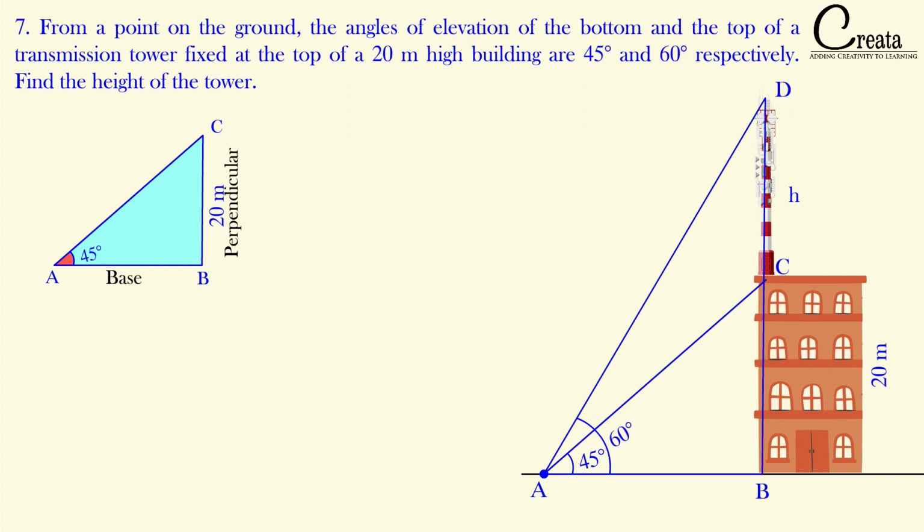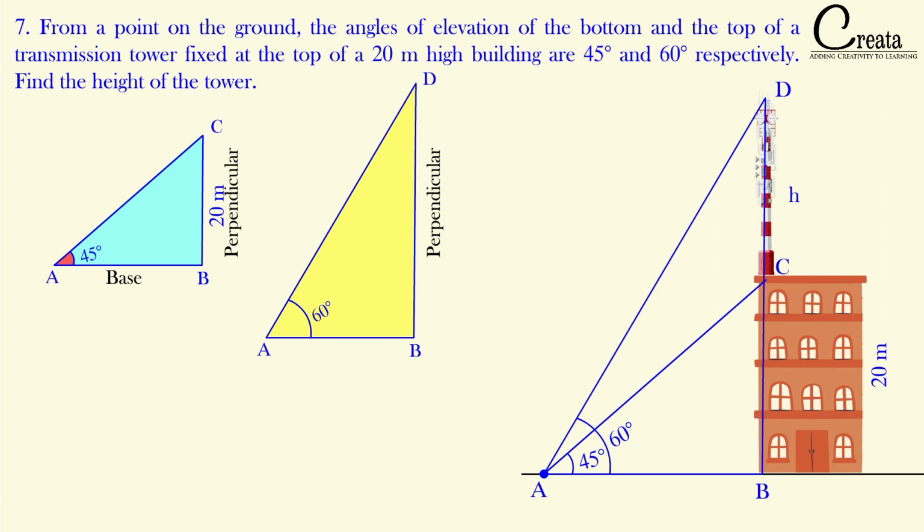Further, in the triangle ABD, here BD is the perpendicular for this triangle as it is opposite to our trigonometric angle of 60 degrees. And this perpendicular, if you observe in the given figure, has length h plus 20. This perpendicular is composed of the height of the building and the height of the transmission tower. The height of the building is 20 meters and the height of the transmission tower we have assumed as h. So the total height will be equal to h plus 20. So BD we got as h plus 20.